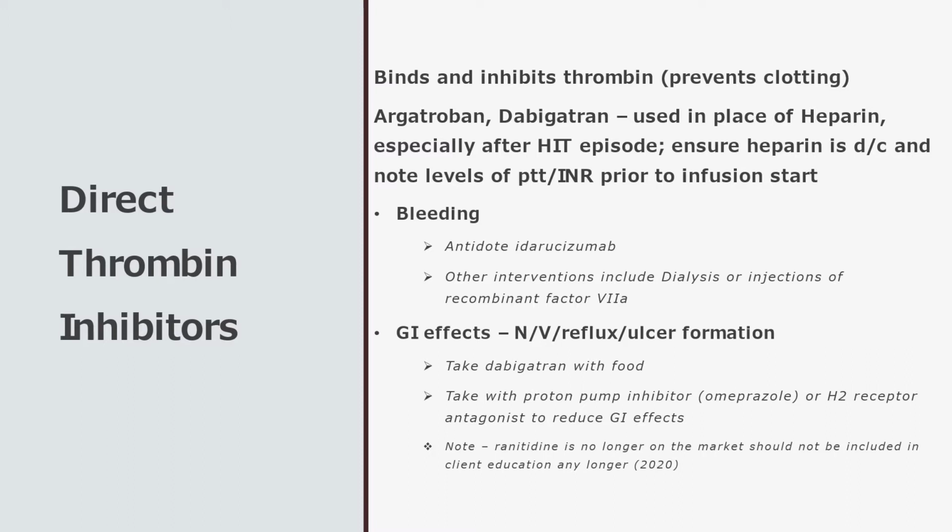So for bleeding, our antidote for argatroban is going to be idarucizumab. Yeah, I don't know. So I remember this as the I don't know drug because it's idarucizumab. I don't really know how to say it, but I call it the I don't know drug. So the argatroban is the I don't know drug antidote. Other interventions are going to include dialysis or injections of recombinant factor 7A. These are your other options if they can't have the I don't know drug, or if they don't recover quickly and they're still bleeding, if it's not being effective.